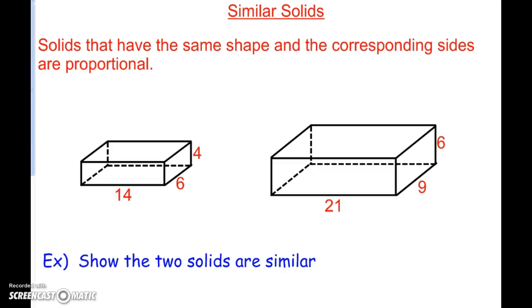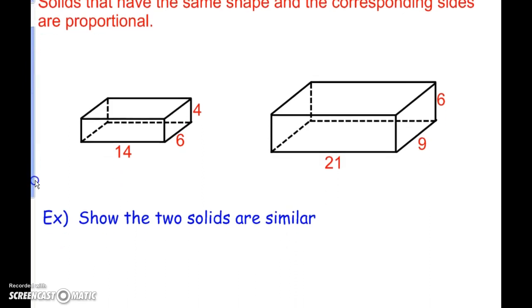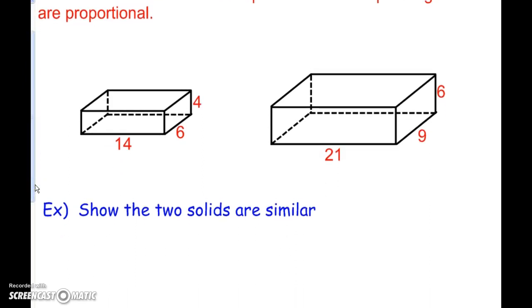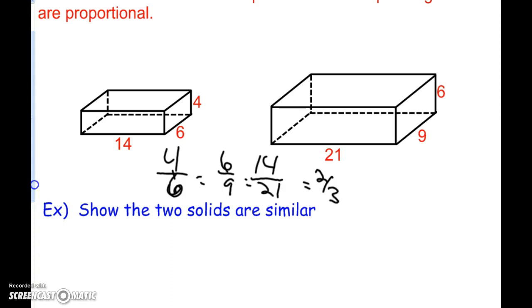So, solids that have the same shape and corresponding sides are proportional. Again, we have to determine if they are similar. So we might say 4:6. And we want to see, is that the same thing as 6:9, which is the same thing as 14:21? Well, all those fractions simplify to 2/3. So they are equal. As a decimal, it would be 0.6 repeating. So they are similar.